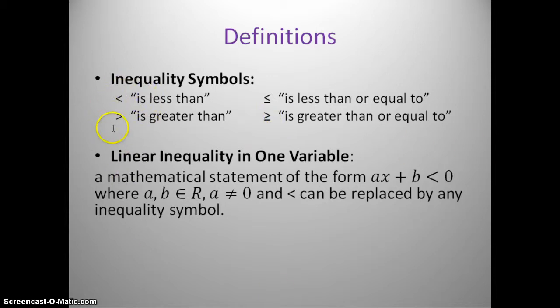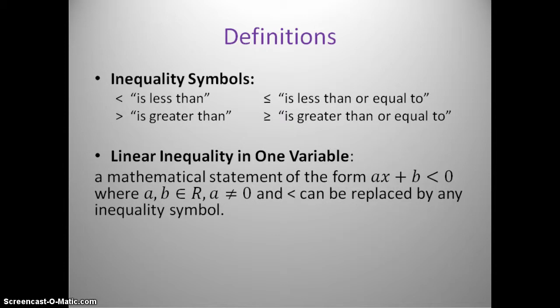Now the first two are called strict inequalities because they only represent the case where one value is less than the other or greater than the other, and the other two are non-strict because it does involve the case where two quantities could be equal to each other.